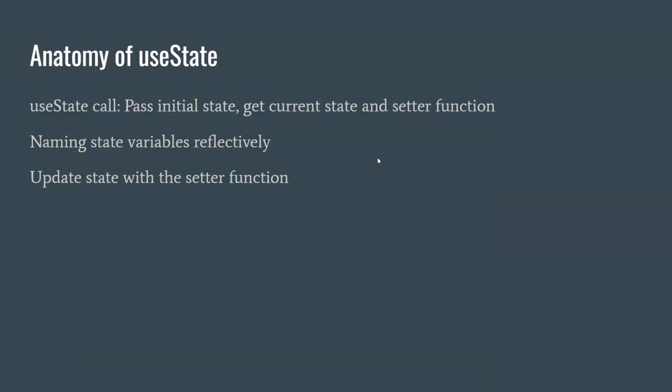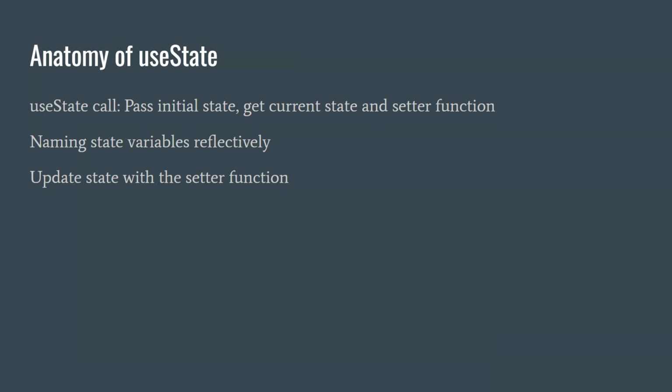Anatomy of useState. So when we call useState, we are basically telling React, here's something I want you to remember, and we pass the initial state of this function, which returns an array containing the current state value and a function to update it. So this setup provides the foundation for building interactive components.